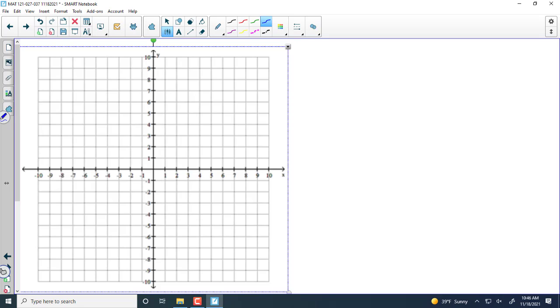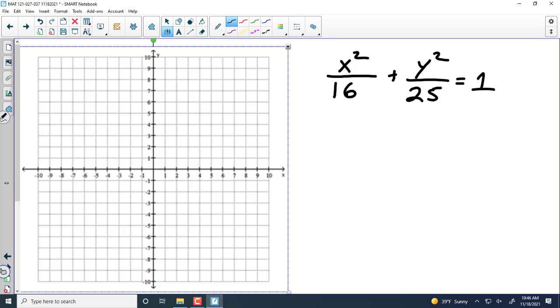So here's what I want to do. I want to do x squared over 16 plus y squared over 25 equals 1. And this is not a trick question, everyone. This is just drawing an ellipse like we did last time.